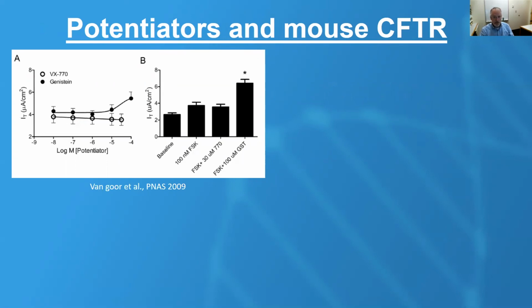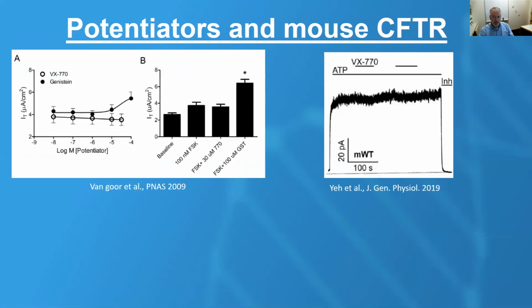They show a dose-response curve with genistein, shown here, which does potentiate mouse CFTR. And then looking at VX770, it does not. The bar graph shows the average of several experiments. This suggests that VX770, which is a strong potentiator of human CFTR, did not potentiate mouse CFTR.